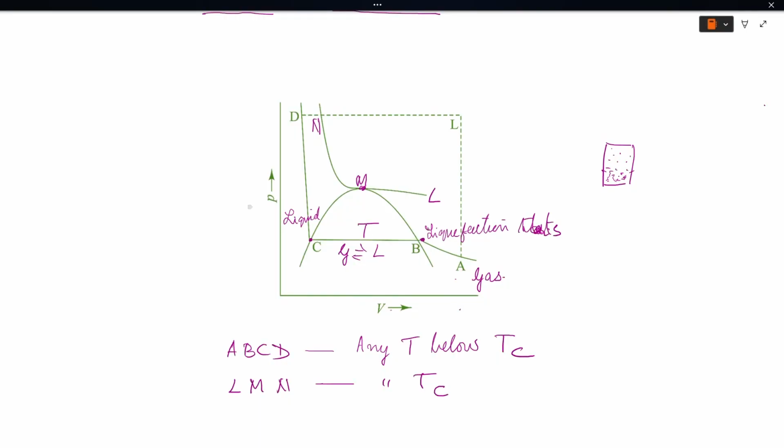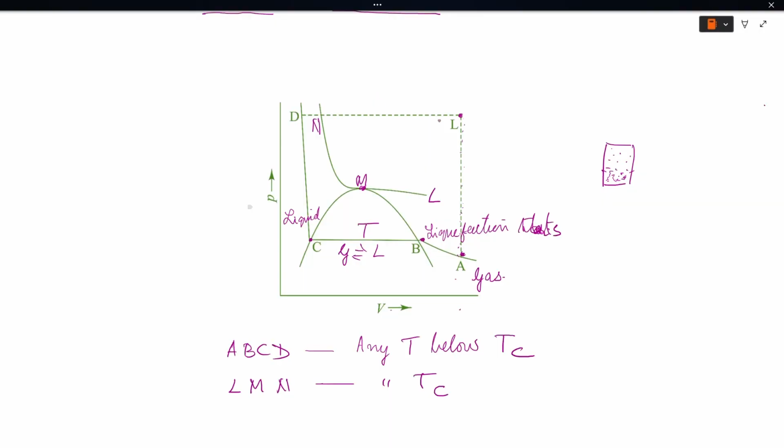Now, let us consider you are going to take a gas represented by the point A. We know that it is in the gaseous state. Now, what I am going to do is keep the volume constant, and increase the temperature. So, the temperature is increased, the pressure increases, and it goes to a point L. At L also it is in the gaseous state.